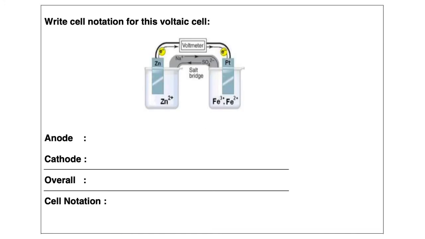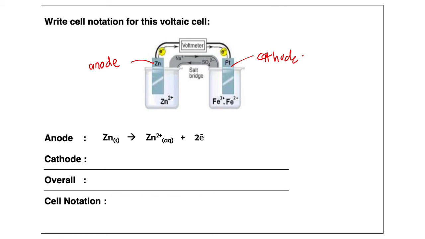Now let's try the next example. In this example we have zinc. As you can see, the pathway of the electron is from this one, so this one should be your anode. And zinc will undergo oxidation, and this one will undergo reduction. So this one should be cathode. So anode will undergo this reaction.